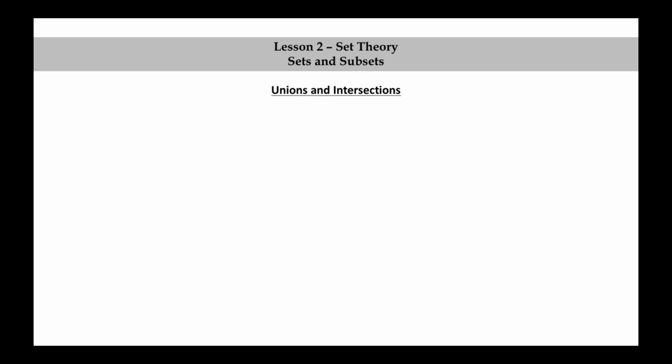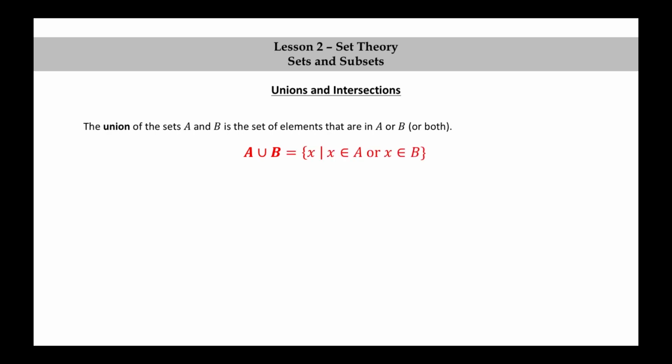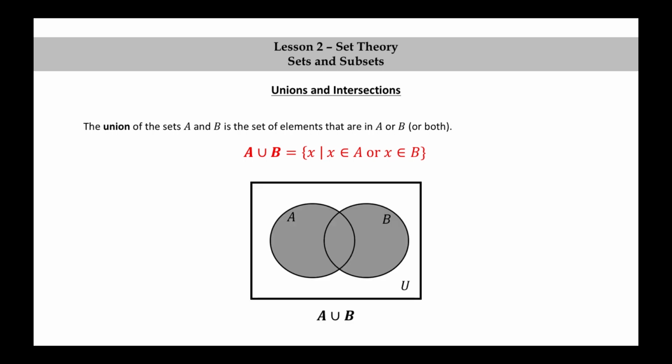Unions and intersections. The union of the sets A and B is the set of elements that are in A or B or both. We use a U-shaped symbol to indicate the union. So we have the union of A and B is the set of X such that X is in A or X is in B. Here's a Venn diagram illustrating the union of sets A and B. Notice how both sets A and B are completely shaded for this Venn diagram.